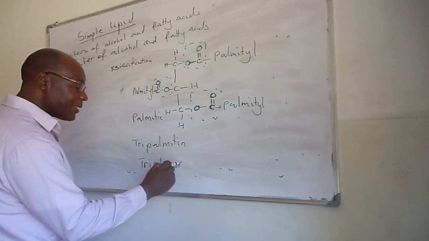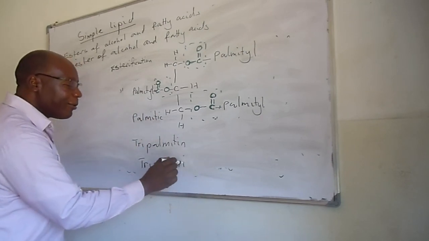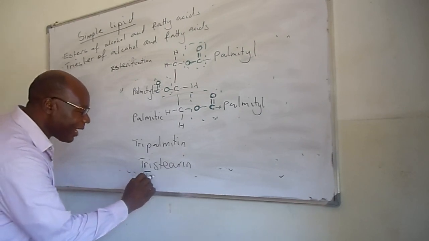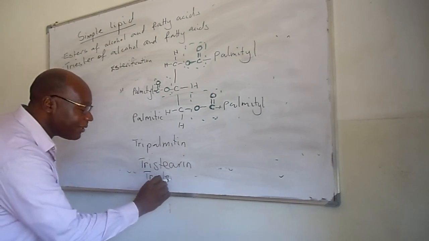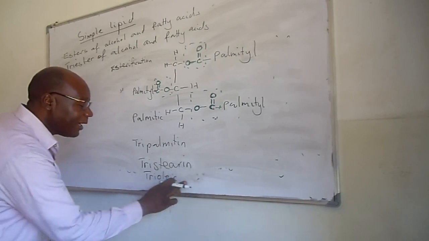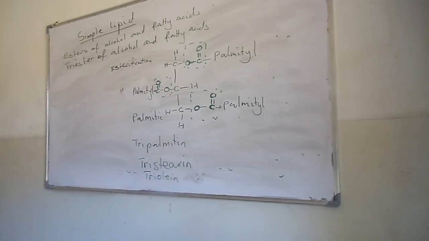If it was stearic acid, for instance, I'll first write stearic acid. So you replace the -ic acid ending with -in. So you have tristearin. If it was oleic acid, I'll write oleic acid, then we remove the -ic acid and replace it with -in: triolein. So that's how you name the simple lipids.